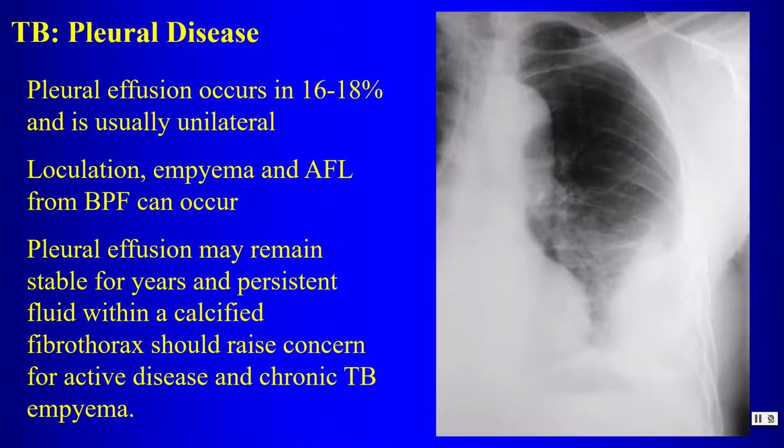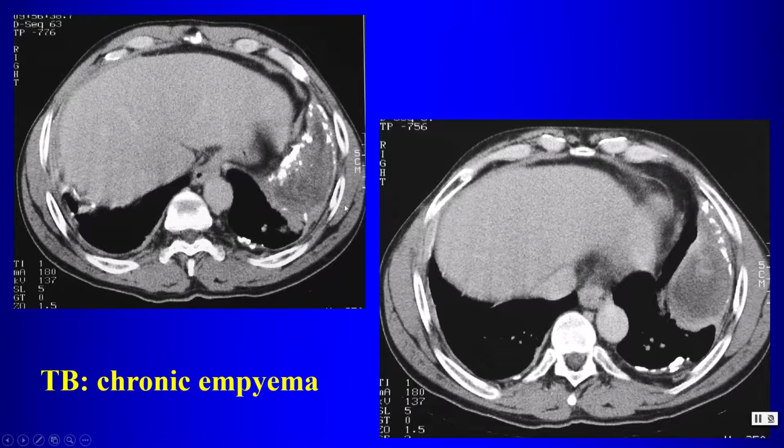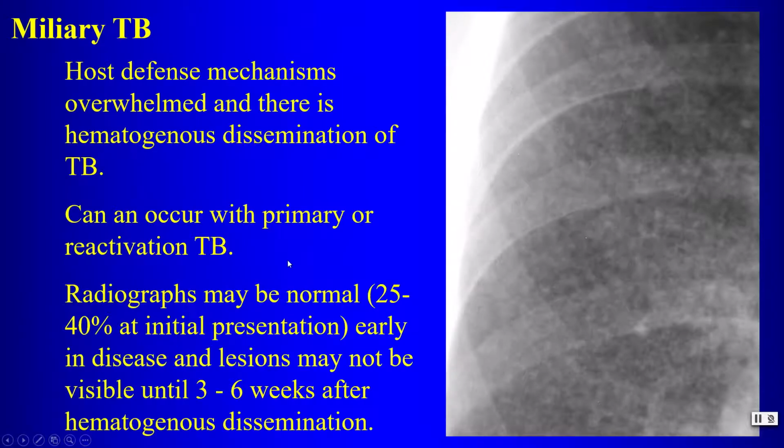So you can have chronic empyemas from tuberculosis, as in the example that we saw earlier. Now, miliary TB is when the host defense mechanisms are overwhelmed and there is hematogenous dissemination of tuberculosis. This can occur with primary or reactivation infection.